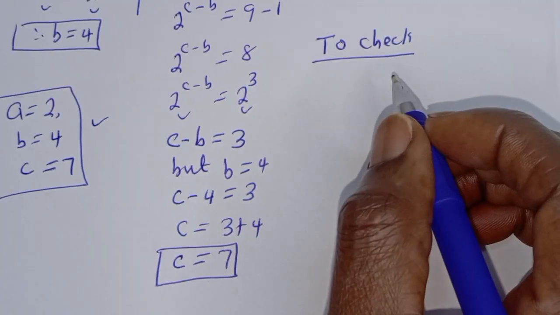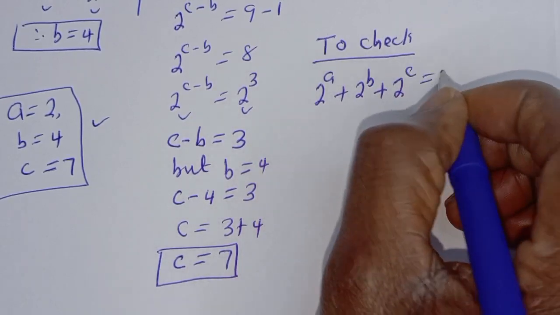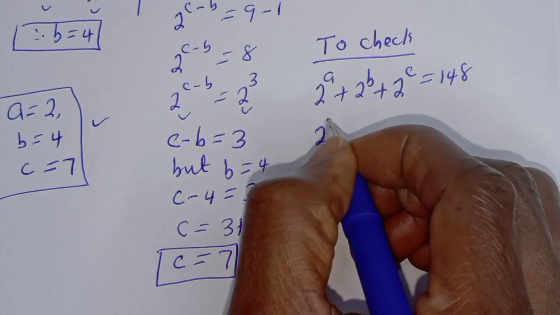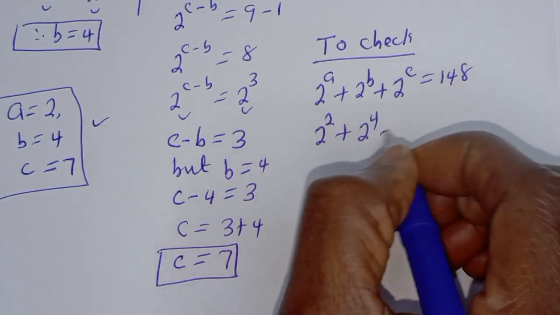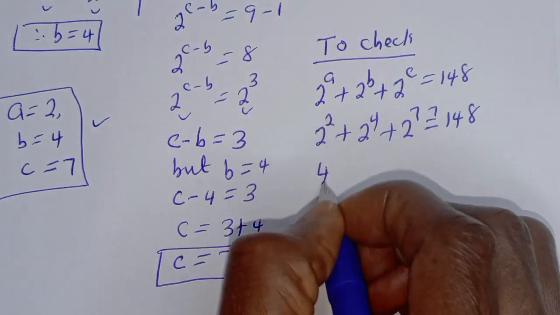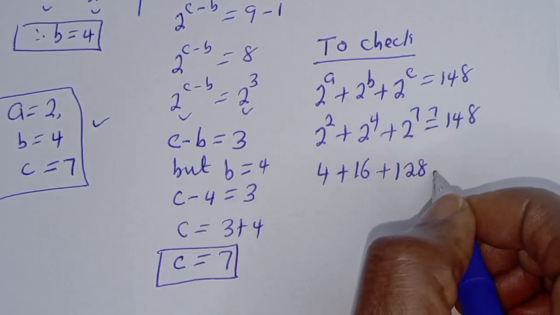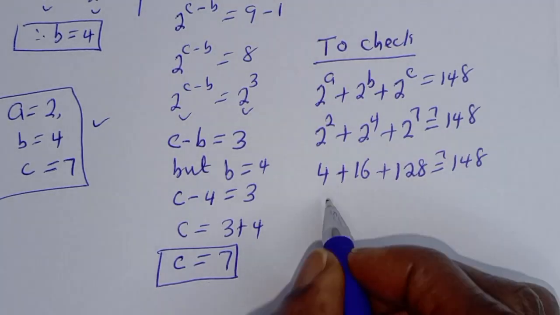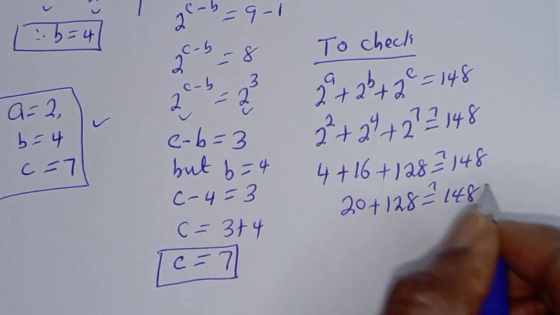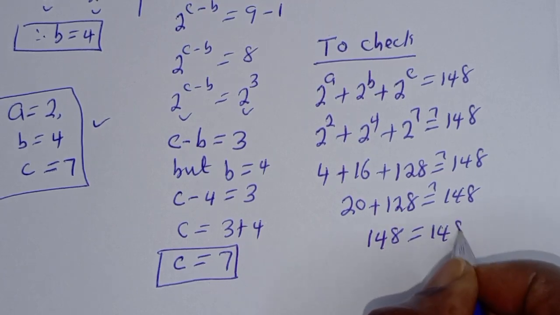Let's check. To check, we have the given equation: 2 raised to the power a plus 2 to the power of b plus 2 to the power of c is equal to 148. Then when a is equal to 2 and b is equal to 4 and c is equal to 7, we have 2 to the power of 2 plus 2 to the power of 4 plus 2 to the power of 7 must be equal to 148. Then 2 squared is 4, plus 2 raised to the power 4, that is 16, plus 2 raised to the power 7, that is 128, must be equal to 148. Then 4 plus 16 is 20, plus 128 must be equal to 148. 20 plus 128 is 148, is equal to 148, which is true.